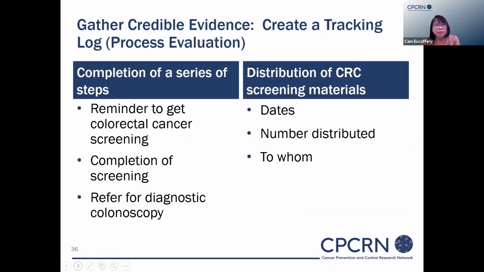You might even have to think about creating ways of collecting process evaluation data. So some example that we talked about is, do they actually complete the series of steps to get the FIT test done and mailed back in and getting their diagnostic? So these are some of the process indicators that you might have to collect. And then you're going to have to be able to track dates, numbers, who and percentages of distributing and to whom, so that you can actually look for stratified analyses.